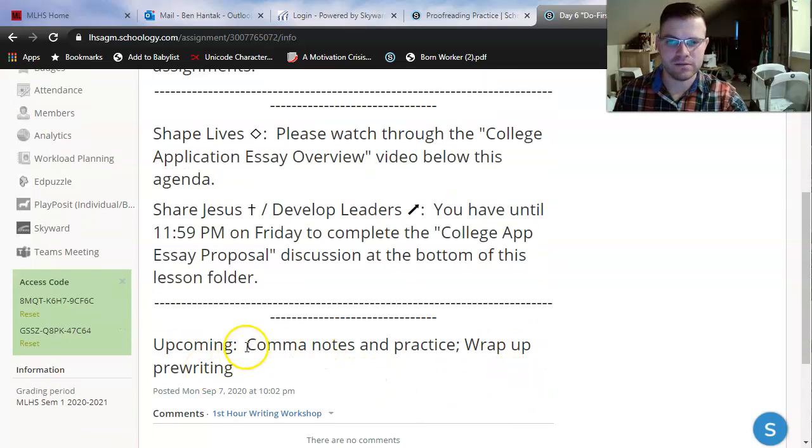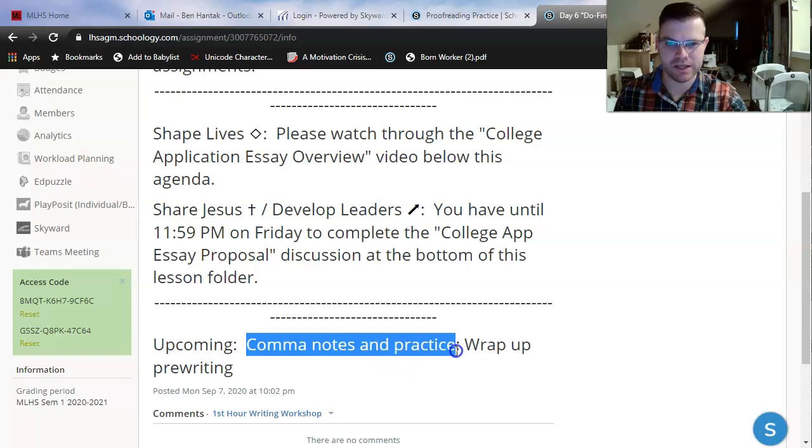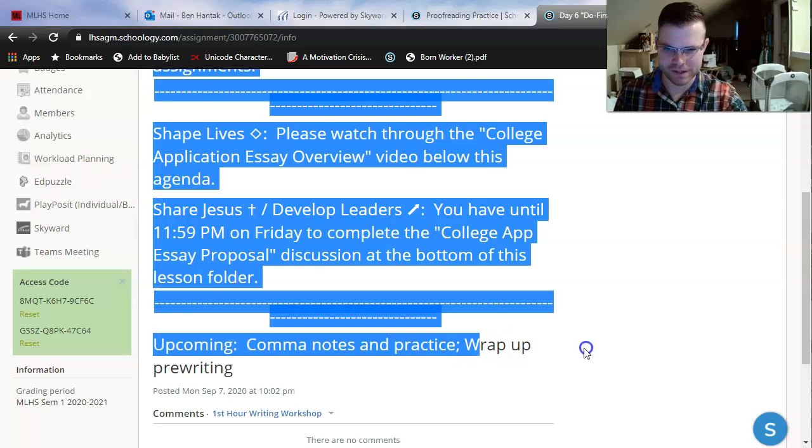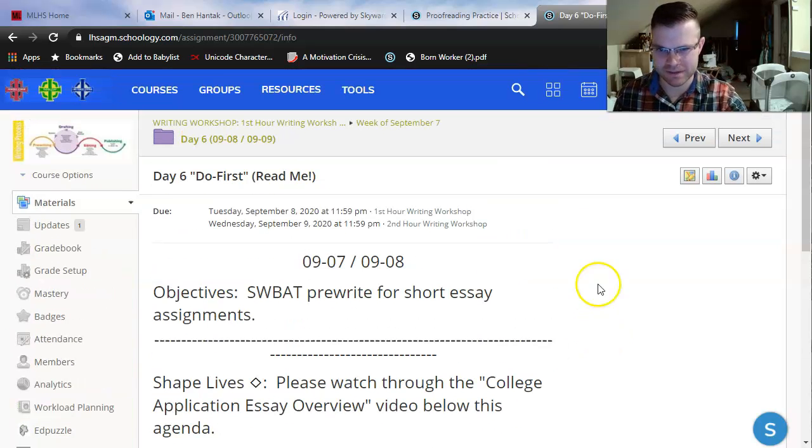In our next lesson, we're going to cover commas, so we're going to keep moving on with grammar and move on to something new. We'll learn all the rules, all the major rules for commas, and practice correcting comma mistakes. And we'll also use the remaining time to wrap up your pre-writing. Let's get it.